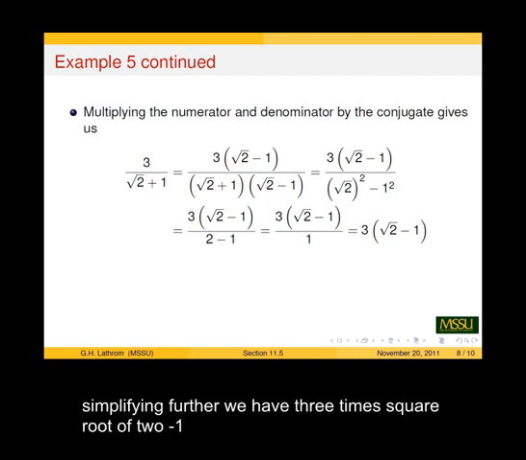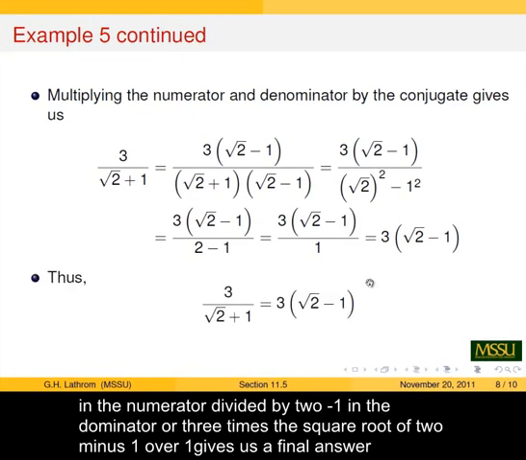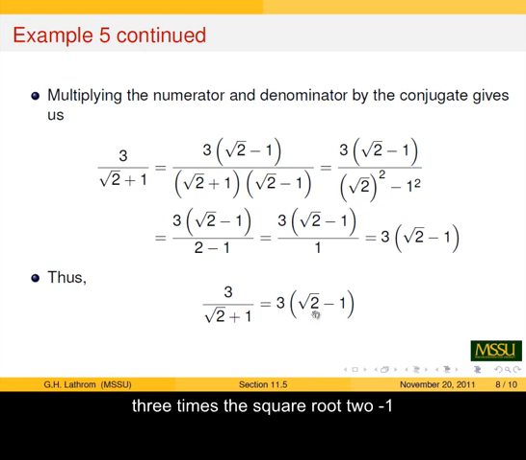Simplifying this further, we have 3 times the square root of 2 minus 1 in the numerator divided by 2 minus 1 in the denominator, or 3 times the square root of 2 minus 1 over 1. But this gives us a final simplified answer of 3 times the square root of 2 minus 1.